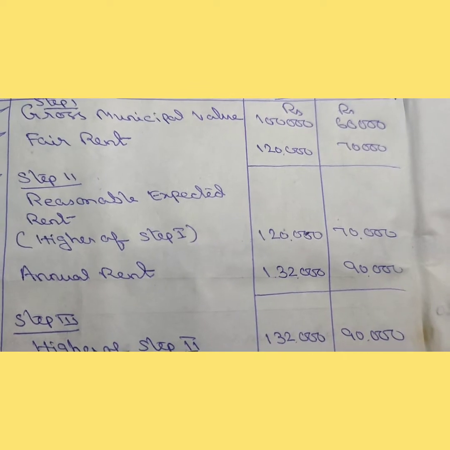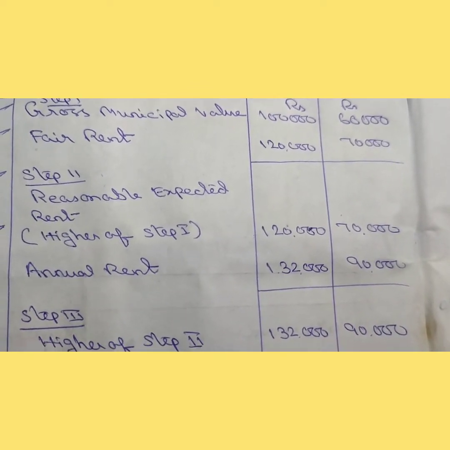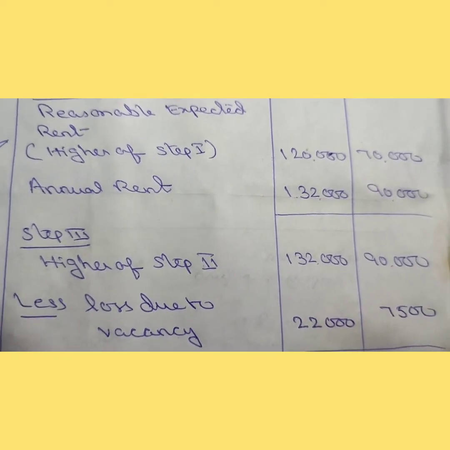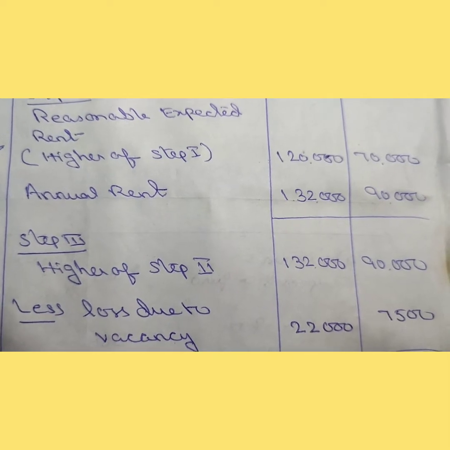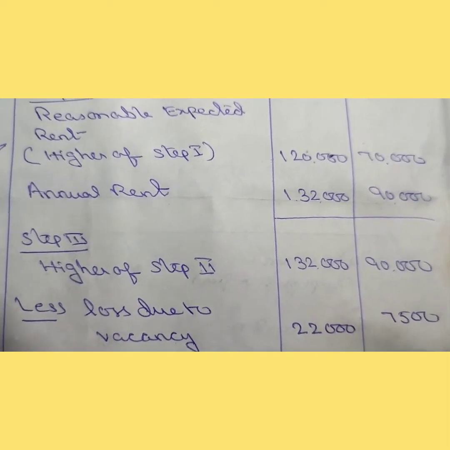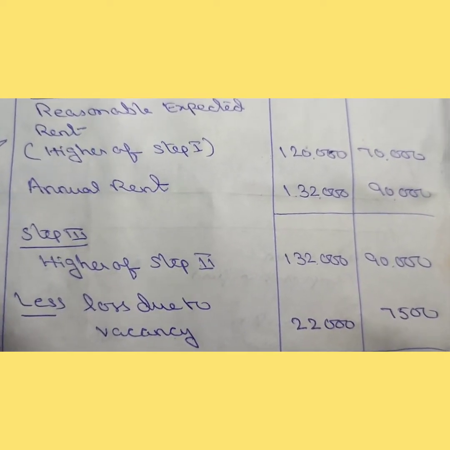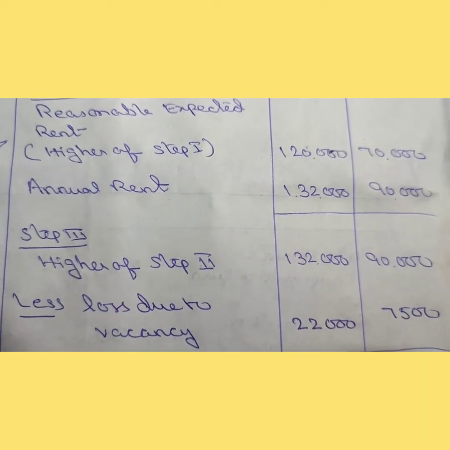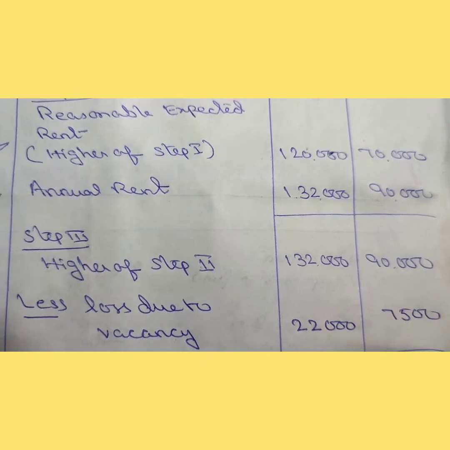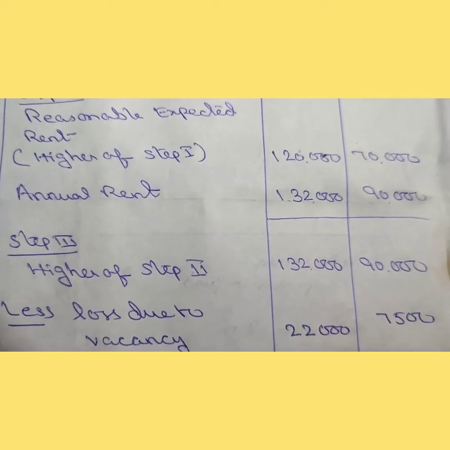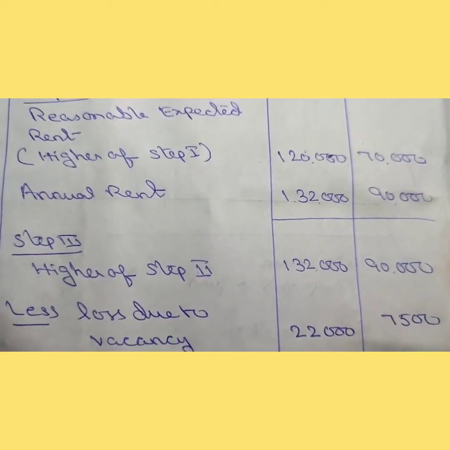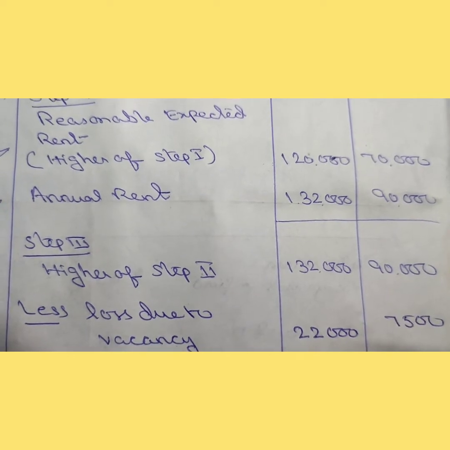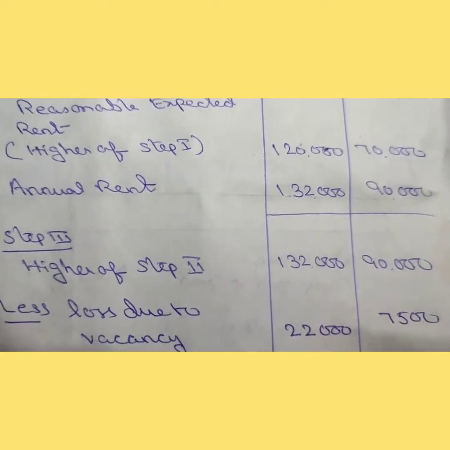Now, annual rent. Annual rent is given in the question, and annual rent means 12 months rent, that is 1,32,000 and 90,000. In step 3, if there is no vacancy, then the higher of step 2 will be the gross annual value. But here, there is some vacancy period for both the houses. So, first we have to calculate the highest amount of step 2. So, in step 3, first the higher of step 2, that is 1,32,000 for house 1, because annual rent of rupees 1,32,000 is higher than reasonable expected rent. And in case of house 2, annual rent is also higher than reasonable expected rent of rupees 70,000. So, we take the higher of step 2, that is 1,32,000 and 90,000 for house 1 and house 2 respectively.